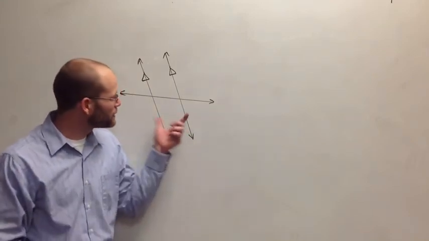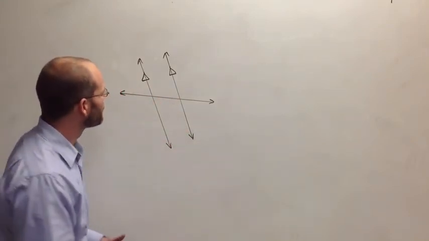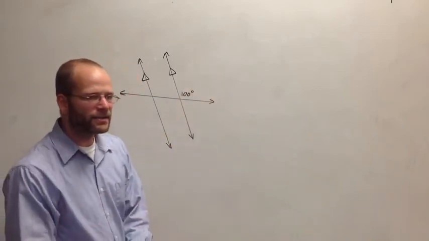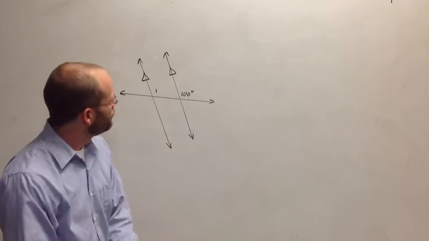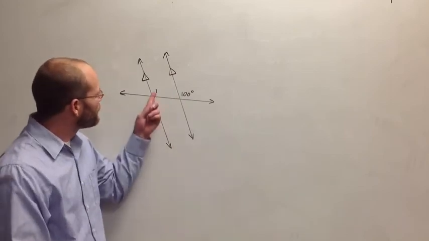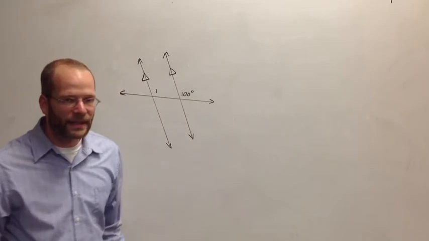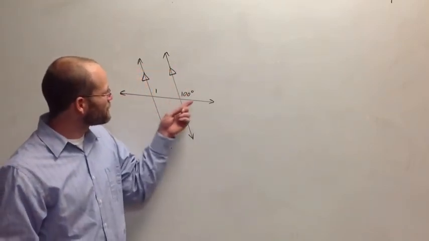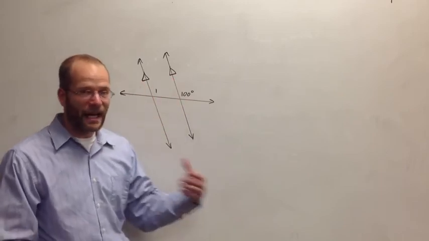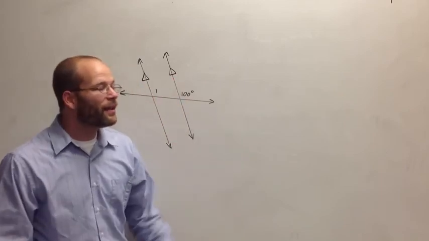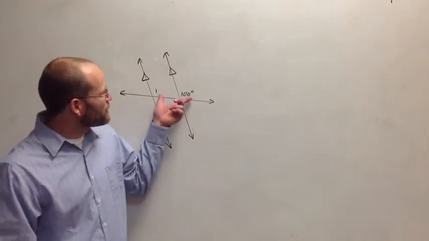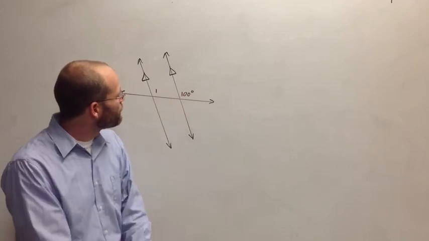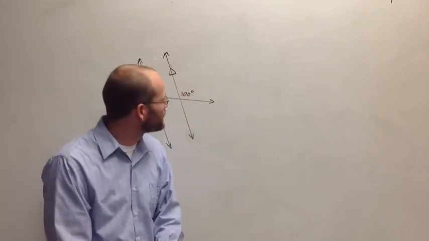Here I have two parallel lines and a transversal that intersects them. Suppose that I know this angle measures 100 degrees, and I want to know the measure of angle 1. Well, it's pretty straightforward. The measure of angle 1 must be equal to 100 degrees because of the corresponding angles postulate. It says that if a transversal intersects two parallel lines, that's the hypothesis, it's true in this instance, then the conclusion is that corresponding angles are congruent. So this being a pair of corresponding angles, they must be congruent.